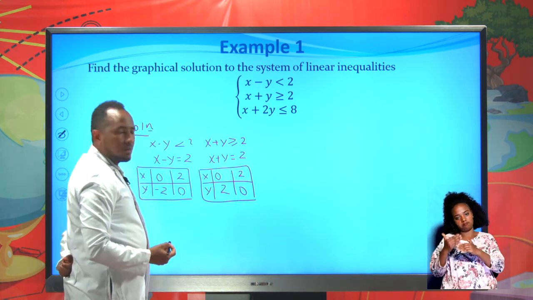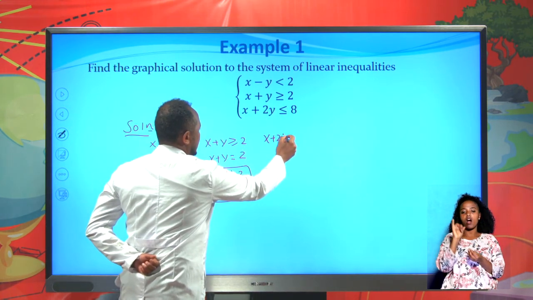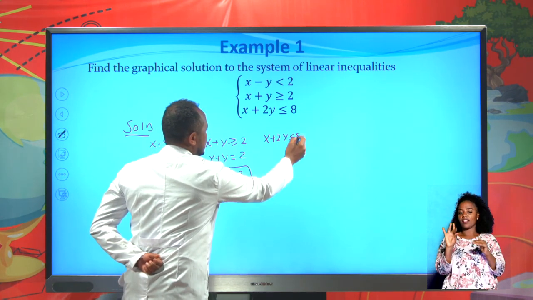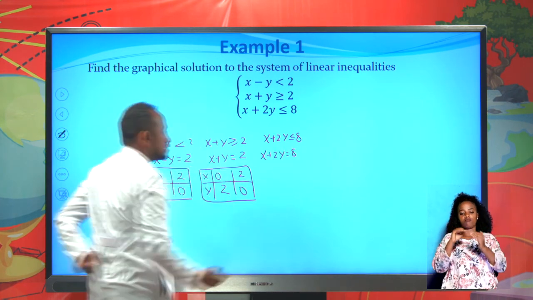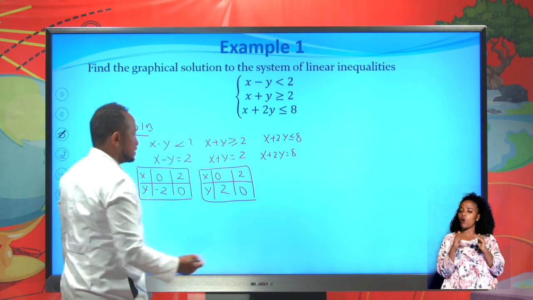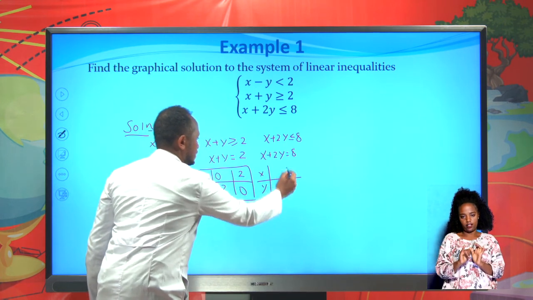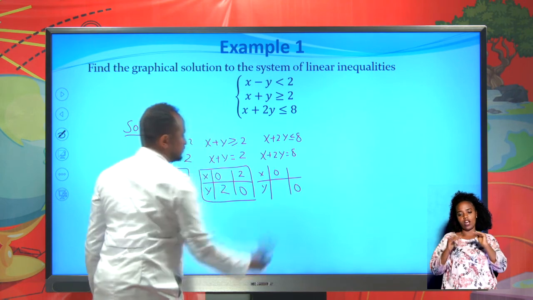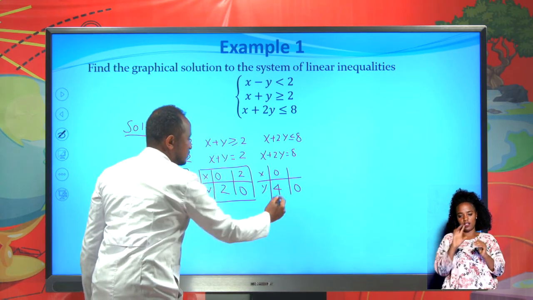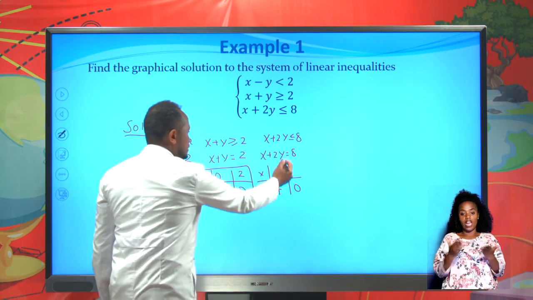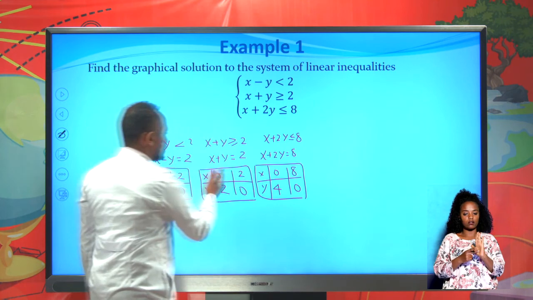And let's also prepare a table for this one also. x plus 2y less than or equal to 8. To draw the boundary line, change this into equation. It is x plus 2y is equal to 8. So x, y, when x is 0 and when y is 0. When x is 0, 2y is equal to 8, divide by 2, you get 4. y will be 4. And when y is 0, the value of x will be 8. We have these points. Now let's draw this graph.